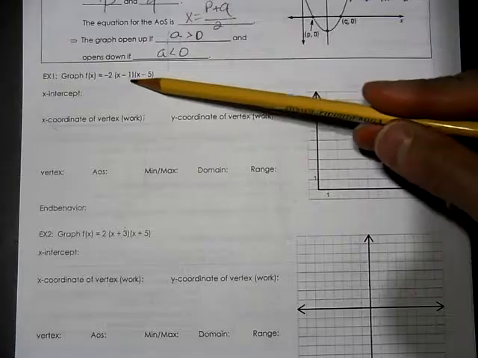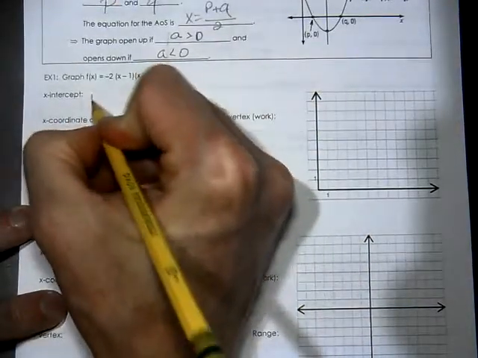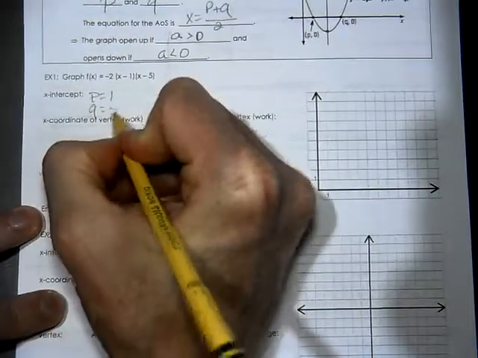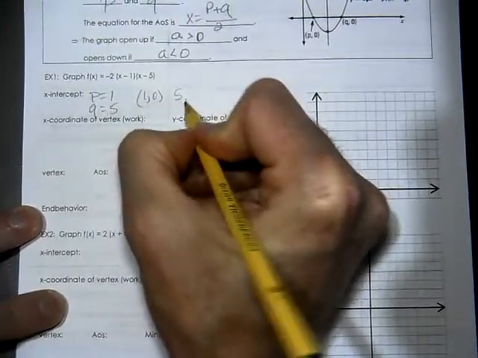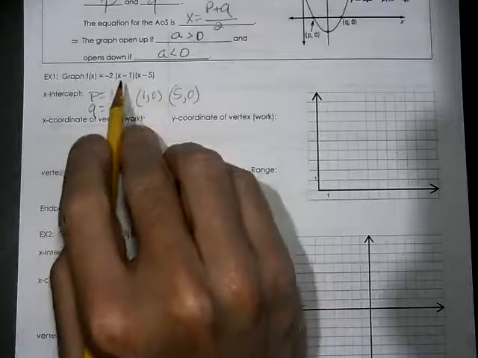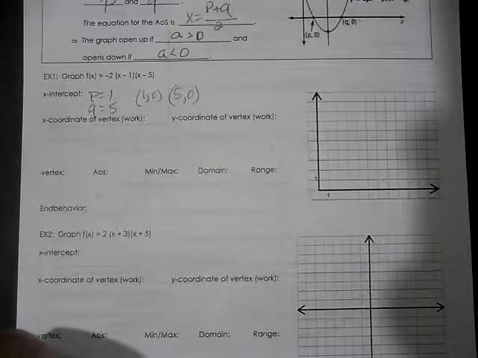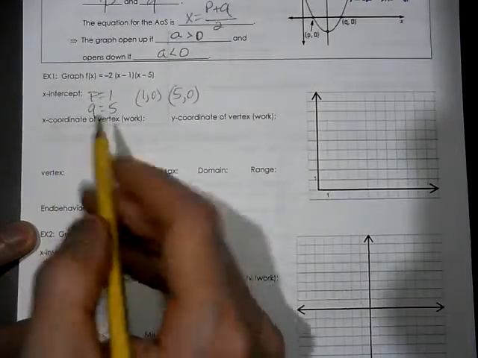Okay, so here's our equation. We see our intercepts. The p is going to be 1. The q value is going to be 5. So our intercepts are (1, 0) and (5, 0). They're always the opposite of what it looks like, just like when we had the h value in the vertex form. Always the opposite.